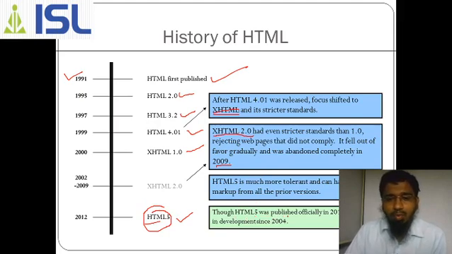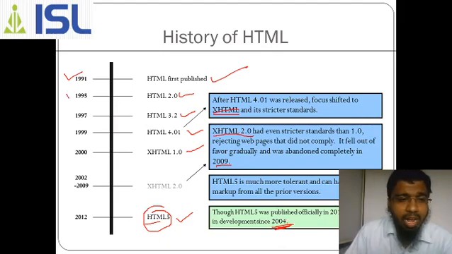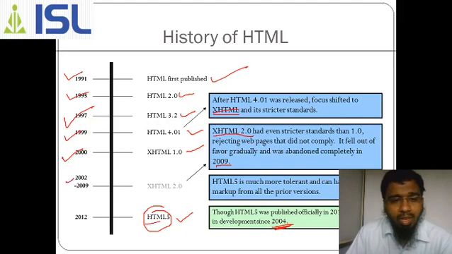Though HTML5 was published officially in 2012, it had been developed since 2004. It was in development in 2004, but published in 2012, around 8 years later. So new features are added here. This is the history: 1991, 1995, 1997, 1999, 2001, then 2.0, then at the last is 5, HTML5.